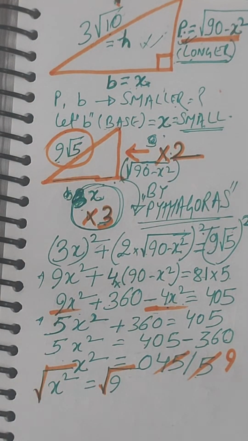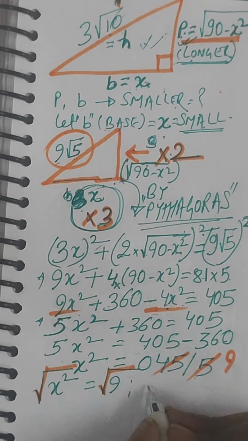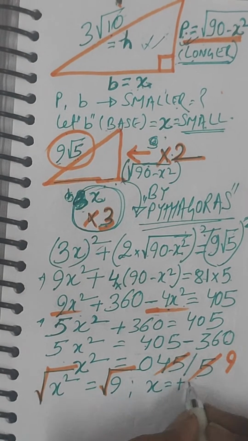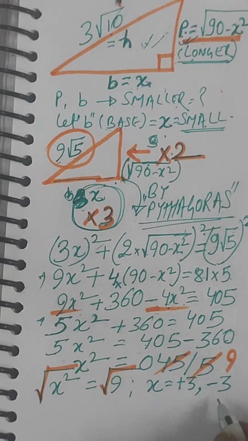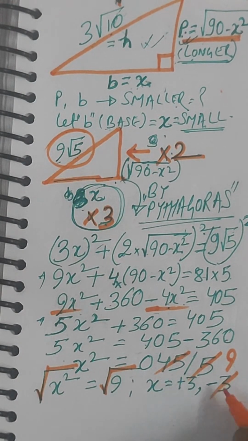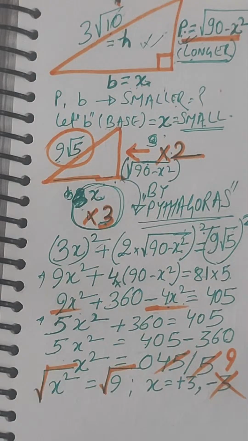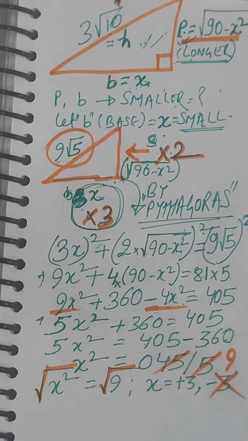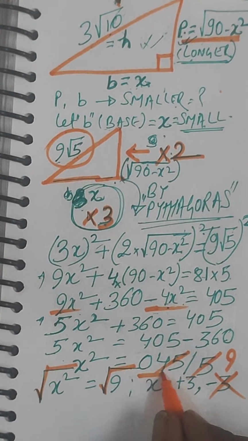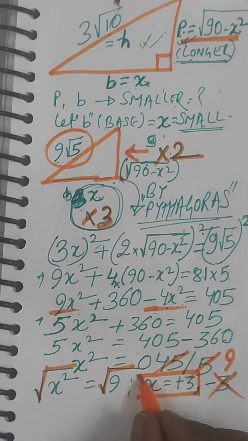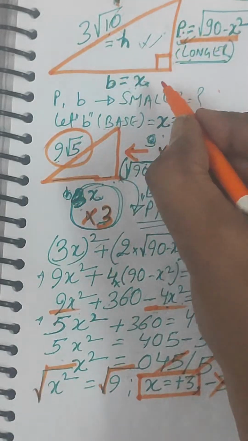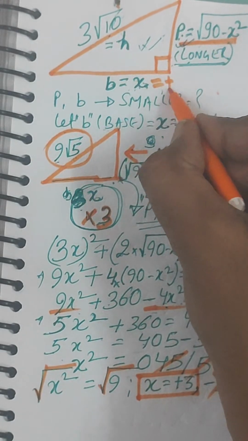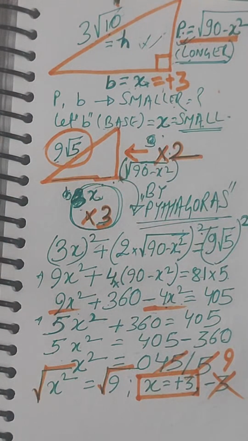the value of x will come as either plus 3 or minus 3. But the length cannot be negative, so minus 3 will not be considered, right? So x equal to plus 3 is the right answer. So the smaller side of this right angle triangle is equal to 3, right?